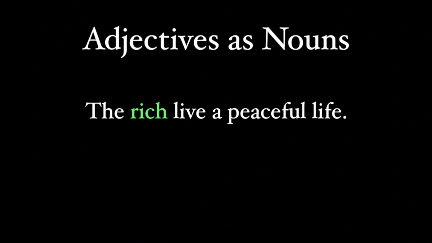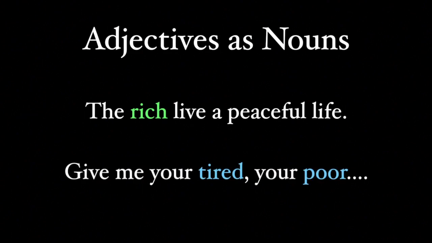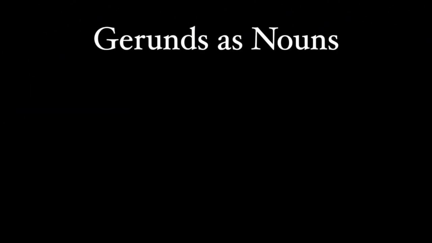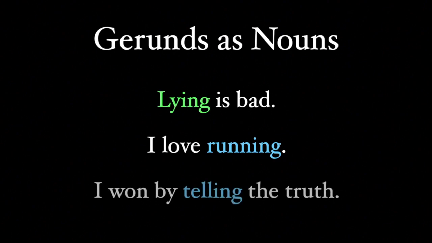What are the lines on the Statue of Liberty? Give me your tired, your poor. Both tired and poor are technically adjectives, but here, as the object of give, they function as nouns. There are also gerunds, words that come from verbs but with an ing on the end, like lying is bad. I love running. I won by telling the truth. Gerunds aren't people, places, or things, or concepts, but they are nouns, just verbal nouns.